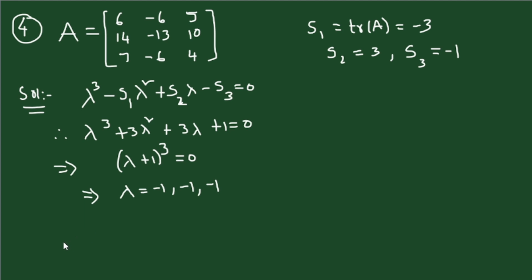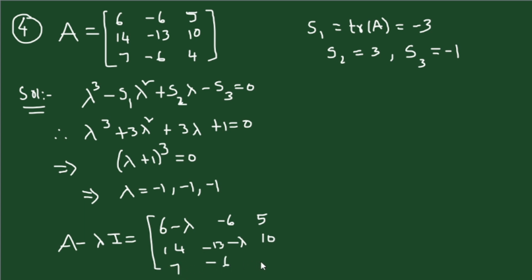So here, what is the matrix A minus lambda I? Write the matrix A minus lambda I. It is [6 minus lambda, -6, 5], [14, -13 minus lambda, 10], [7, -6, 4 minus lambda]. This is the matrix A minus lambda I. For the eigenvectors corresponding to the eigenvalue -1, you have only one eigenvalue here. So what is (A minus lambda I) into x equal to 0?